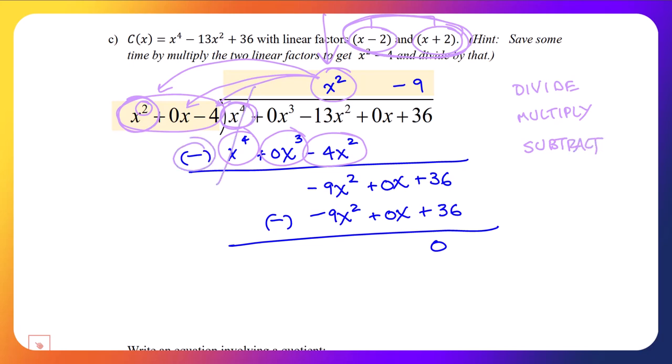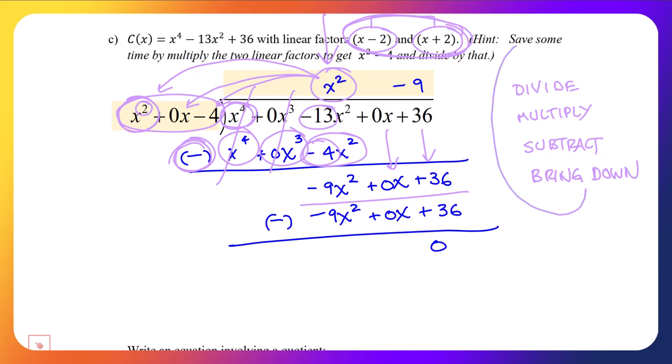Of course, anything from itself is 0. Subtracting zeros doesn't get me very far. Be careful. Negative 13 minus a negative, which is plus 4. Negative 13 plus 4 is negative 9. And then we bring everything else down. And if we can bring down, we do the whole process over again.